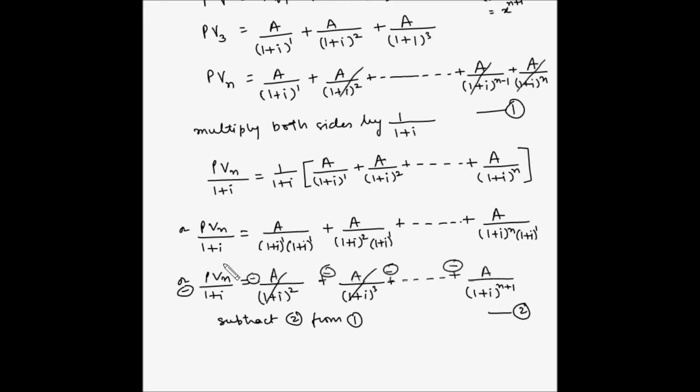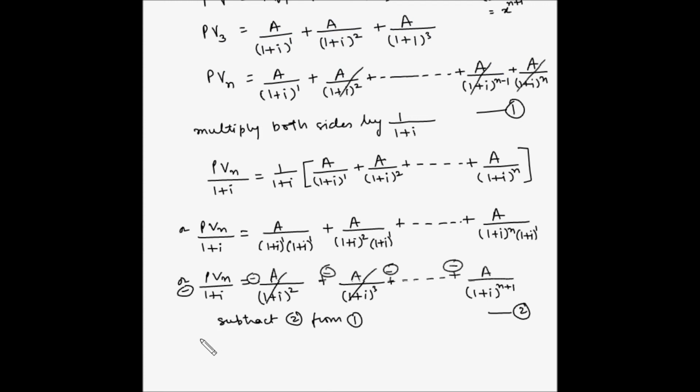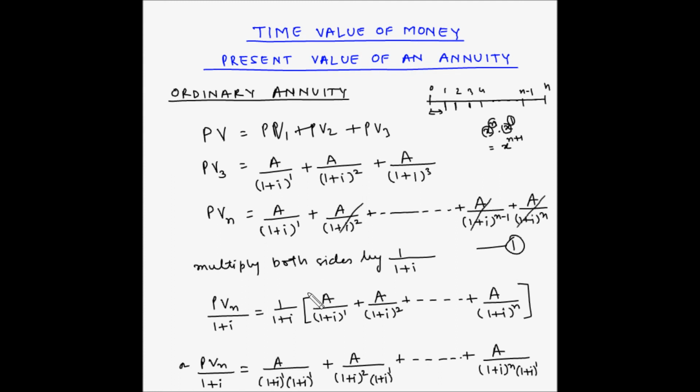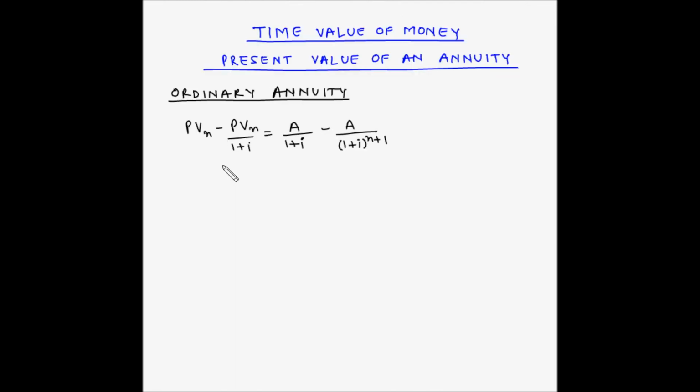So let's write the resulting equation. On the left hand side we'll have PVn minus PVn divided by 1 plus I, is equal to A divided by 1 plus I to the power 1 minus A divided by 1 plus I to the power n plus 1. Now let's multiply both sides by 1 plus I.